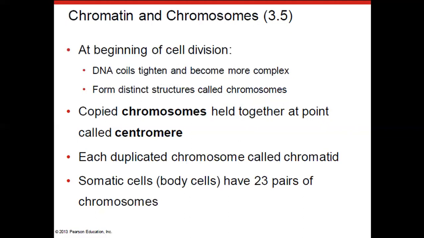And basically at the beginning of cell division, you make a copy of those chromosomes that can be held together at what's called a centromere. So I'll show you that on the next slide, and you can flip forward to the next slide if you're looking at the notes right now. Each of those duplicated chromosomes is called a chromatid, and you've got 2 chromatids for 1 chromosome once it's been duplicated. And basically, somatic cells, which are every cell in your body, each cell has 23 pairs of chromosomes.